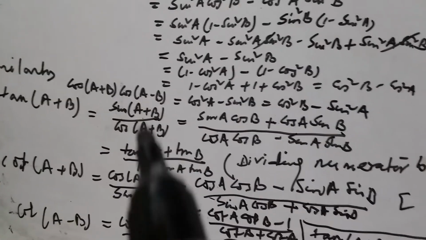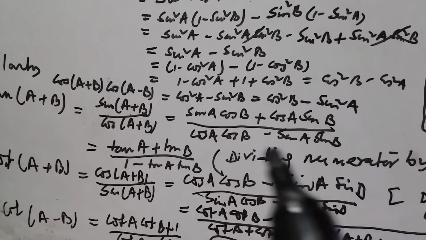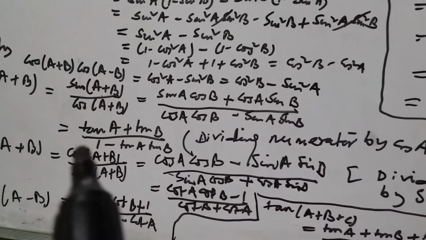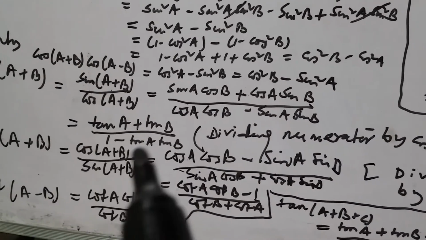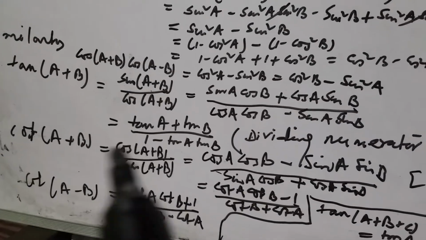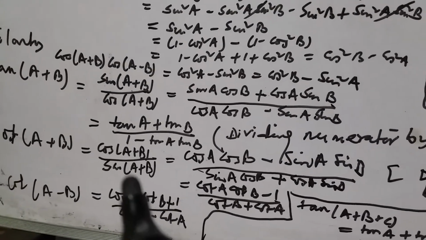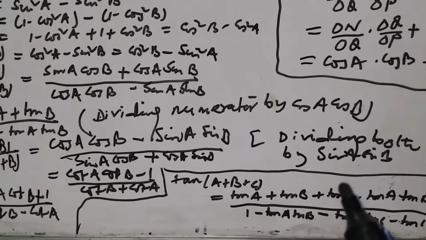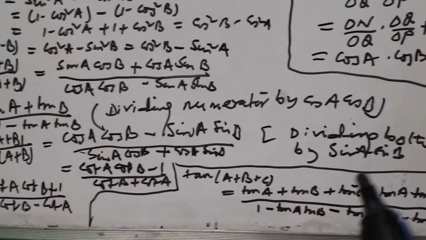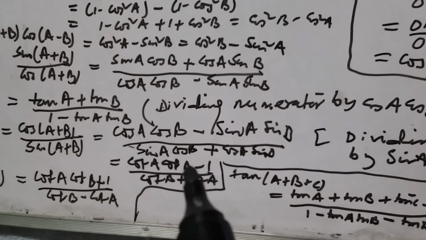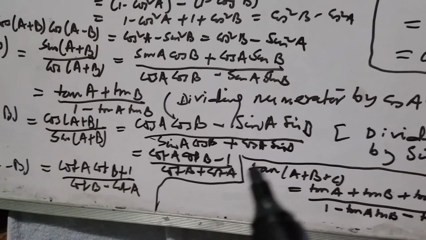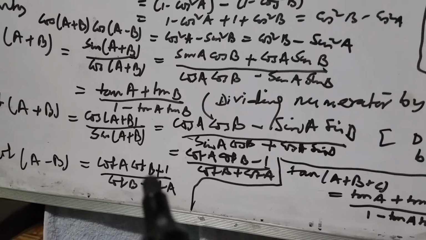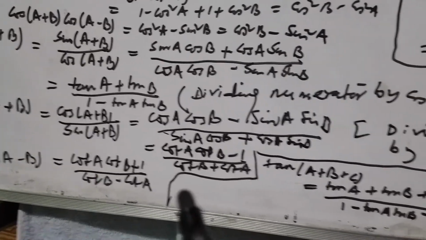tan(A+B) is sin(A+B) by cos(A+B). Put the formula and divide the numerator and denominator by cos A cos B, you get (tan A plus tan B) by (1 minus tan A tan B). cot(A+B) is cos(A+B) by sin(A+B). Put the formula and divide both sides by sin A sin B, then you get (cot A cot B minus 1) by (cot B plus cot A). cot(A-B) is (cot A cot B plus 1) by (cot B minus cot A).